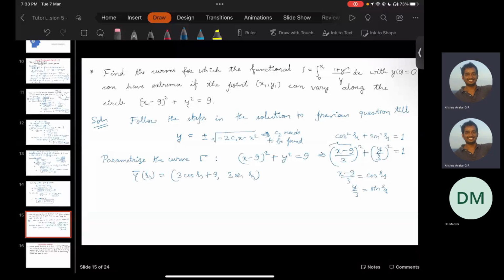So we invoke our transversality condition, which was p into dy by d xi minus h into dx by d xi at x1 is equal to 0. And the p was y prime by root over y into 1 plus y prime squared.